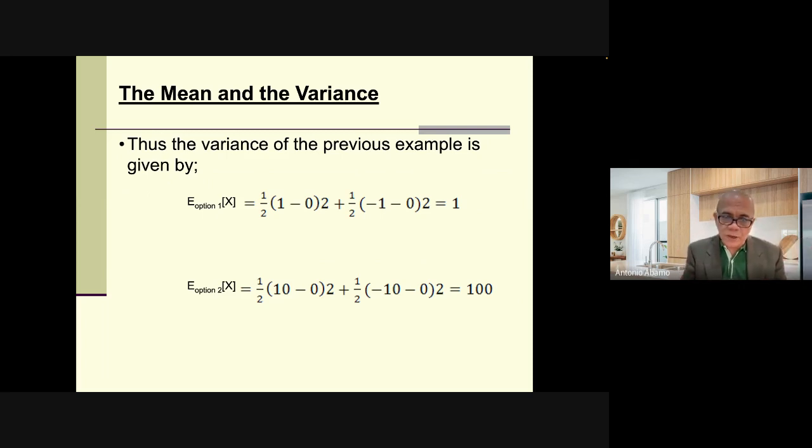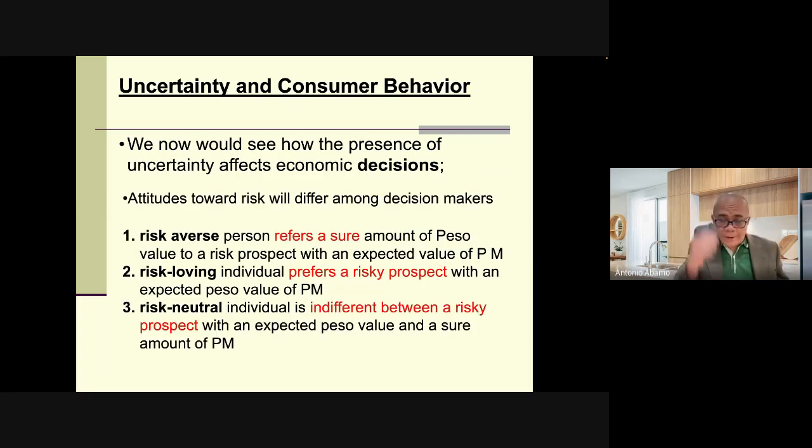So that means it can now help you make a decision in terms of buying a certain product or using a certain product. Now, using that particular concept, we have some kind of application here. The application here is in terms of uncertainty and consumer behavior.